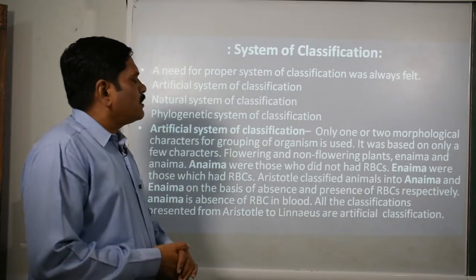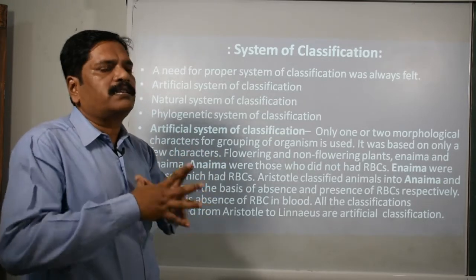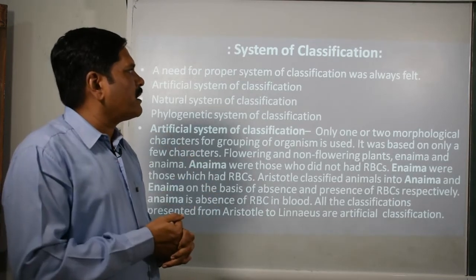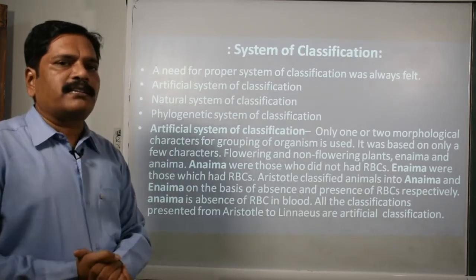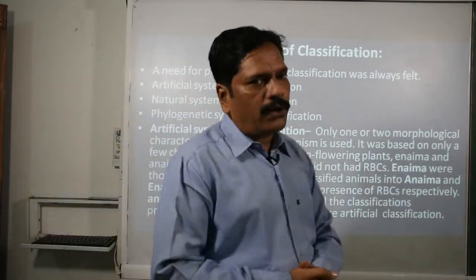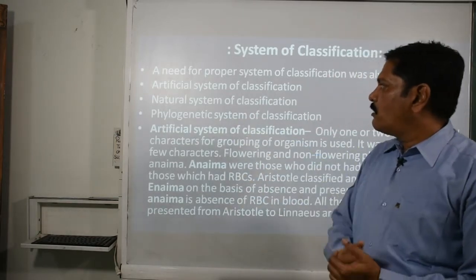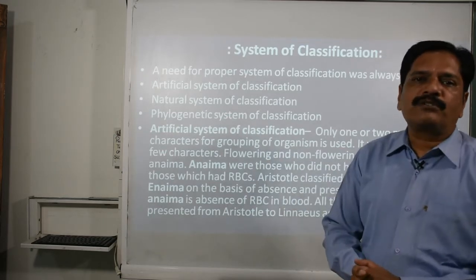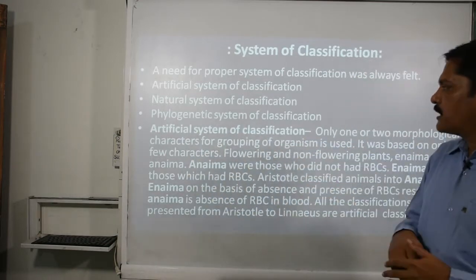Clear? We know that from the beginning the need for classifying organisms was badly felt by scientists. So basically three systems of classification were adopted. First, the artificial system of classification. Second, the natural system of classification, and third, the phylogenetic system of classification. Here, one by one, we are going to discuss all three. So the first one is the artificial system of classification.